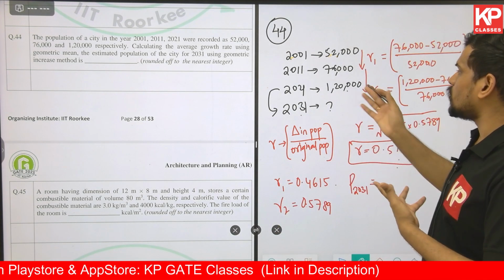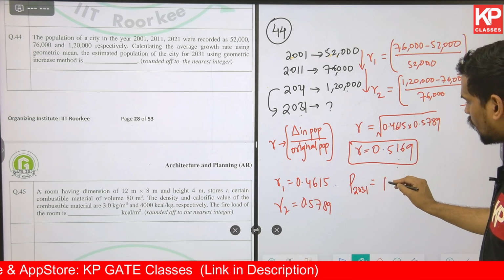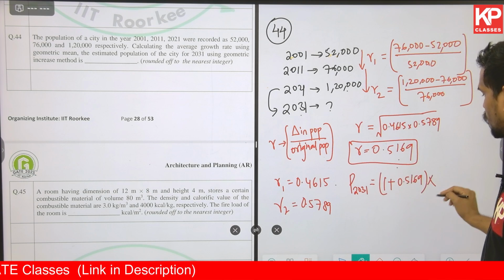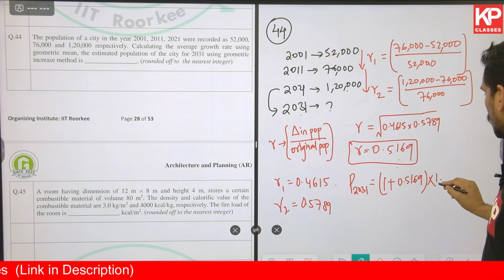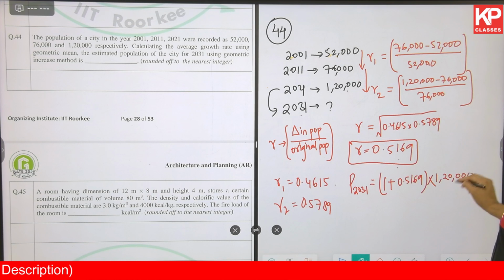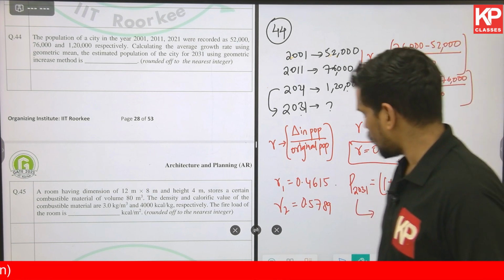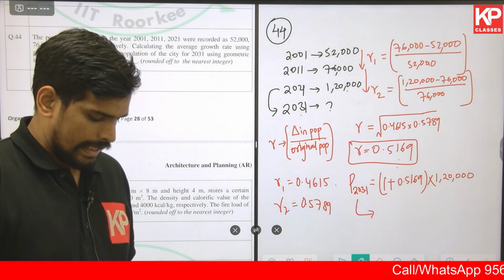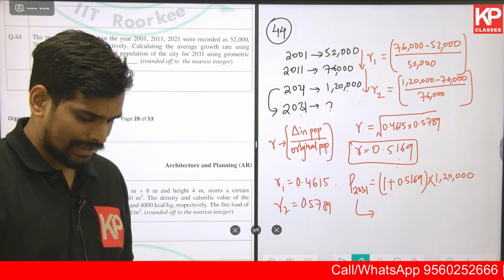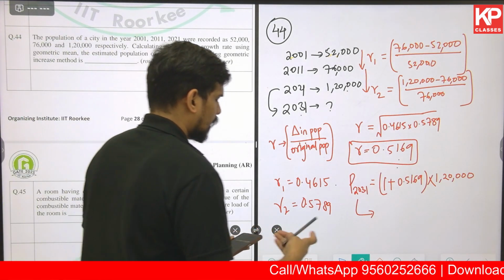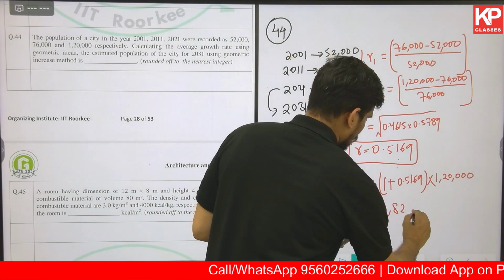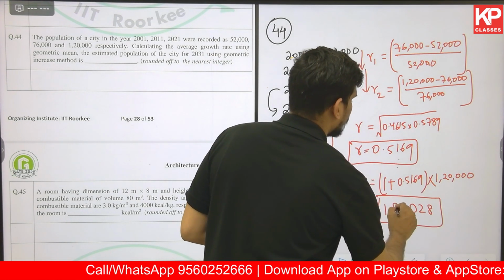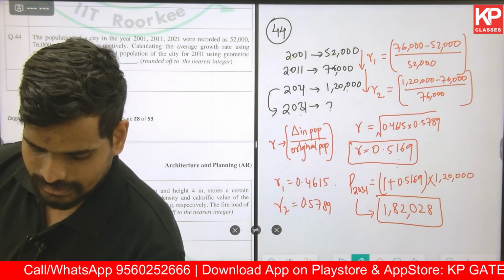This much is added to the existing population, so it is 1 plus 0.5169, that is 1 plus r into 2021 population, that is 1,20,000. So that will give us the answer 1.5169 multiplied with 1,20,000. The answer for me is coming out to be 1,82,028.